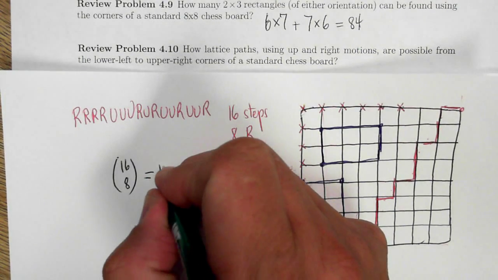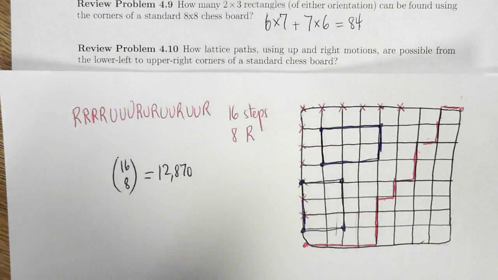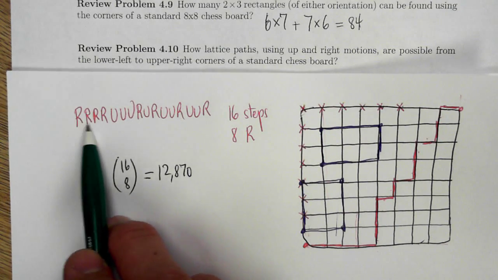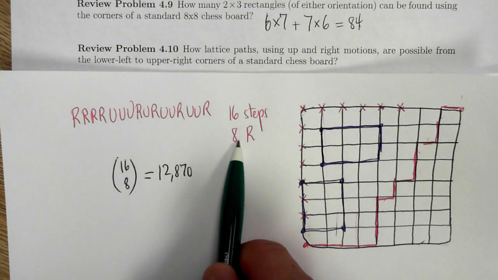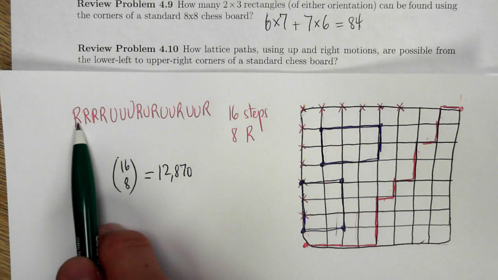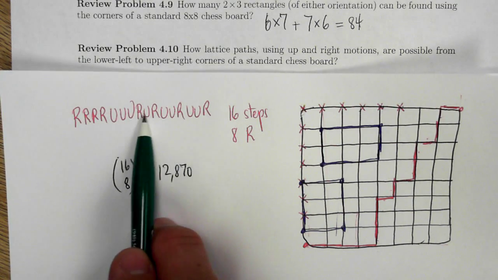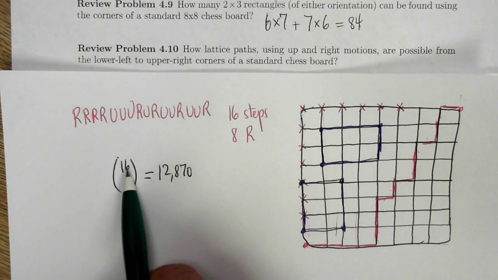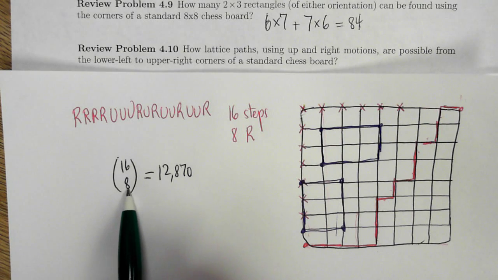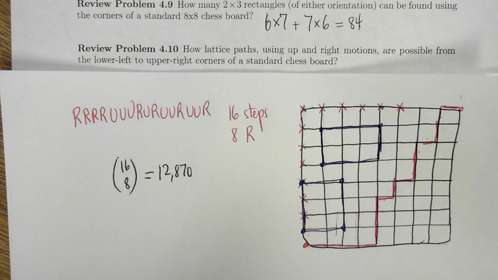And so the answer will be 12,870, plugging that into a calculator, or else using factorials. So the key observation is that there are 16 steps, 8 of them have to be rights, and so I have to choose the locations where those happen to go. So 16 possibilities, of which we choose 8, and so the answer is 16 choose 8, 12,870.